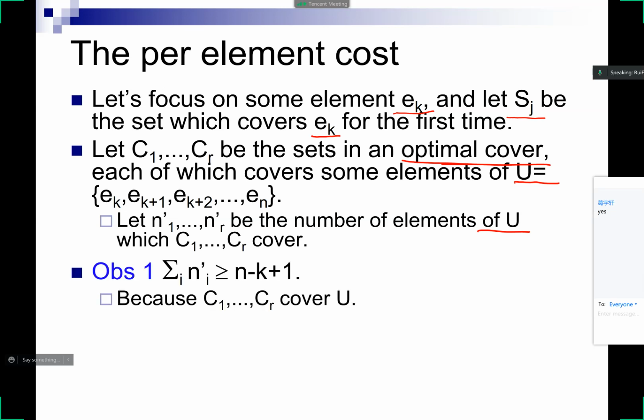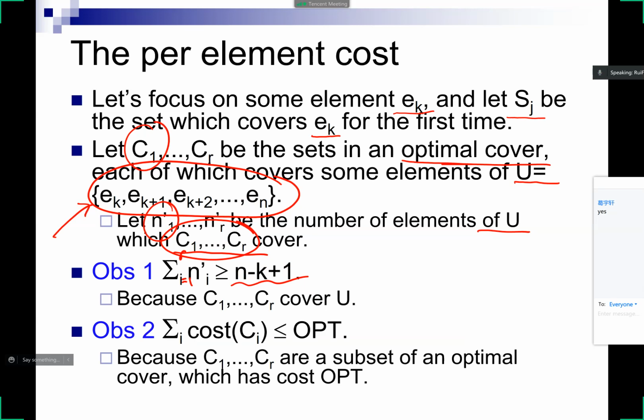All right, so now we have some observations about these values. The first thing is that if you add up all these m prime values, going from 1 to r, over all of the sets that the optimal cover uses, then this is going to be at least n minus k plus 1. The reason is that these sets C1 up to Cr are the sets that the optimal cover uses in order to cover the set U. If each Ci covers m prime i elements, then the total number of elements that these C sets cover has to be at least the size of U, which is just n minus k plus 1. So that's the first observation.